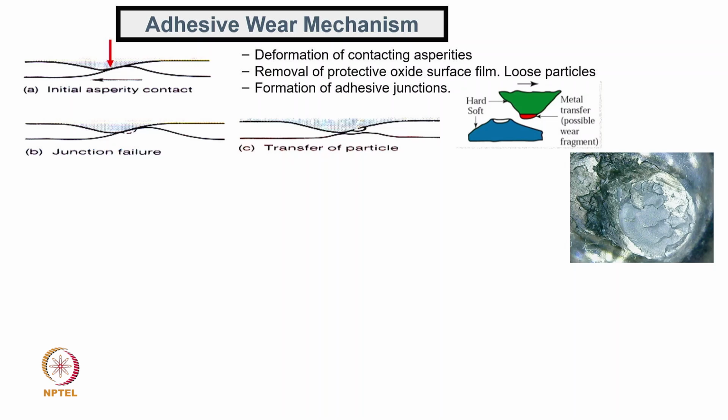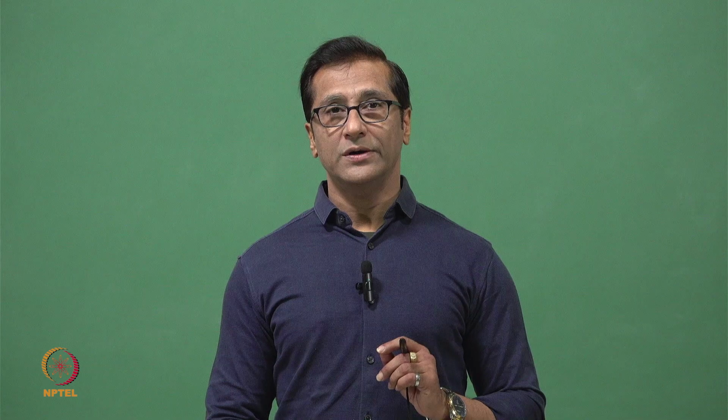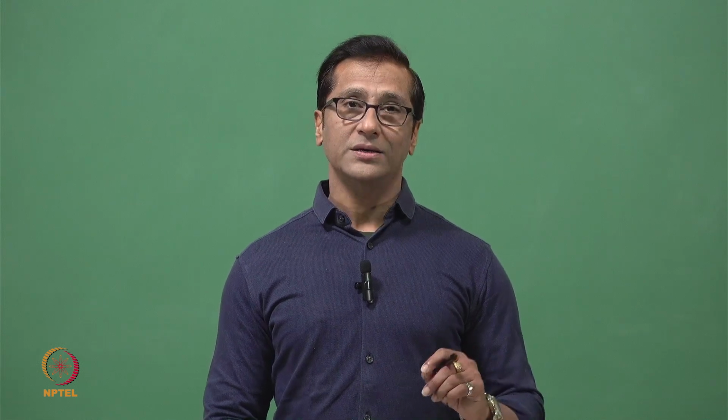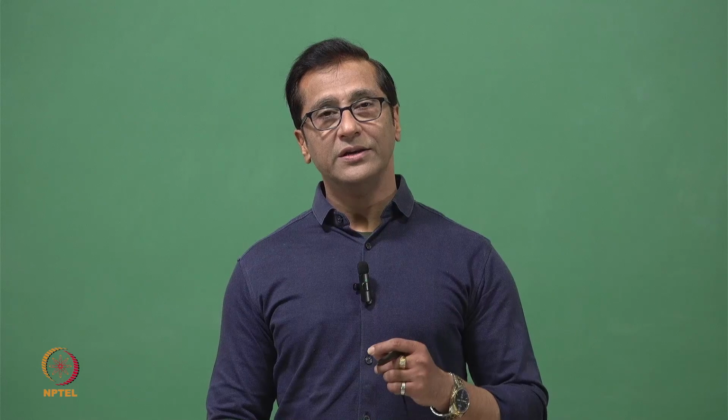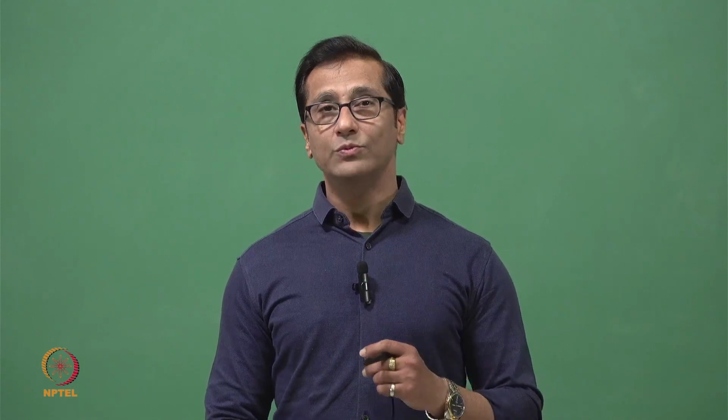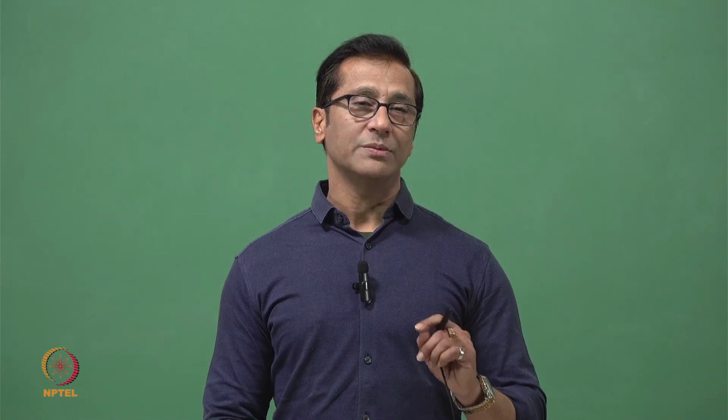Now let's understand a little bit more about adhesion. So here we are showing the adhesive wear mechanism. We say under load and relative speed, assuming that there are asperities which are deforming the material and removing the protective oxide layer. Again, if the rate of removal of the oxide layer is higher compared to the rate of formation of the oxide layer, then adhesion will occur. If the rate of protective layer formation is more and the removal rate is lesser, then chances of adhesion will be lesser.